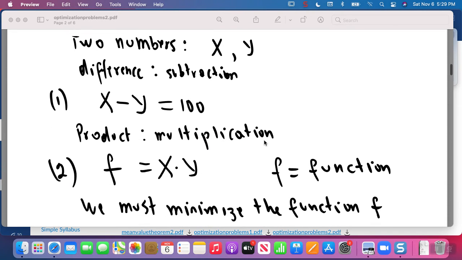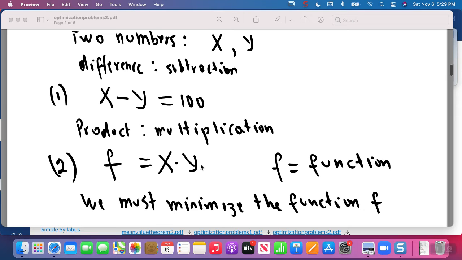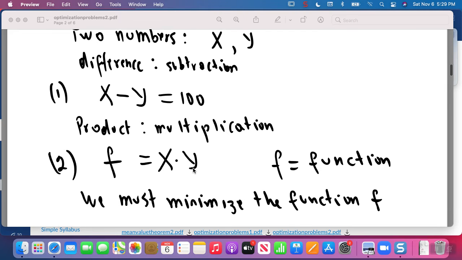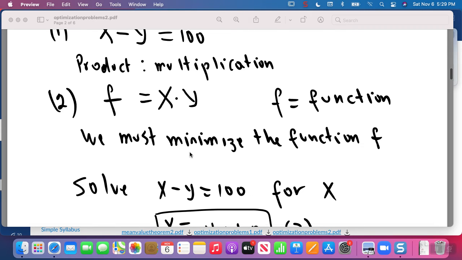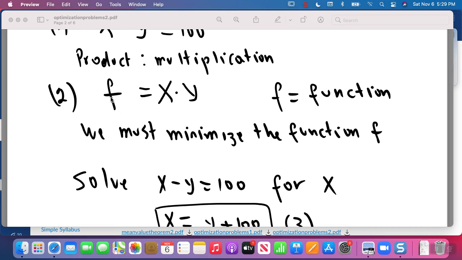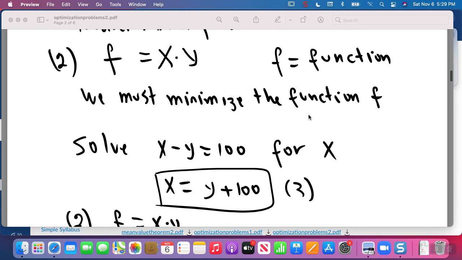Okay. So when you take the product of two numbers, x times y must give us some function, f, and then we're going to find the minimum of that function f. So you write f equals x times y. But the intention here will be to express the function f as a function of one variable. So we're going to try to minimize the function f.